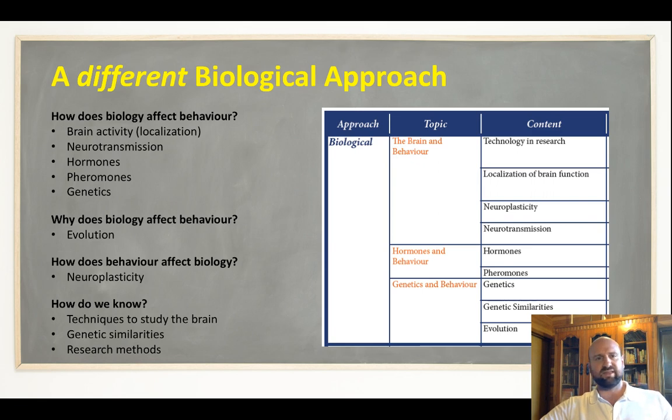Techniques to study the brain help us know the answers to these questions, as do using genetic similarities and other research methods like experiments. So I would say that the biological approach can really be divided into these four pretty straightforward questions. And by framing the approach and organizing it that way, I think we can start to get a better understanding of what we have to teach and what we want our students to understand.